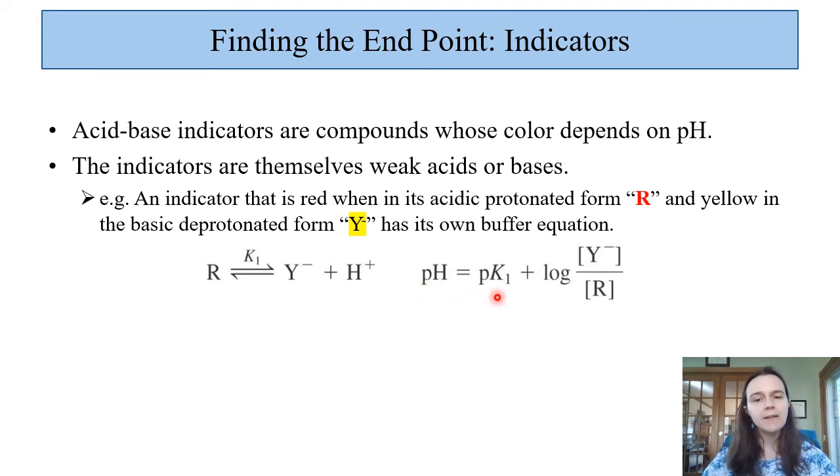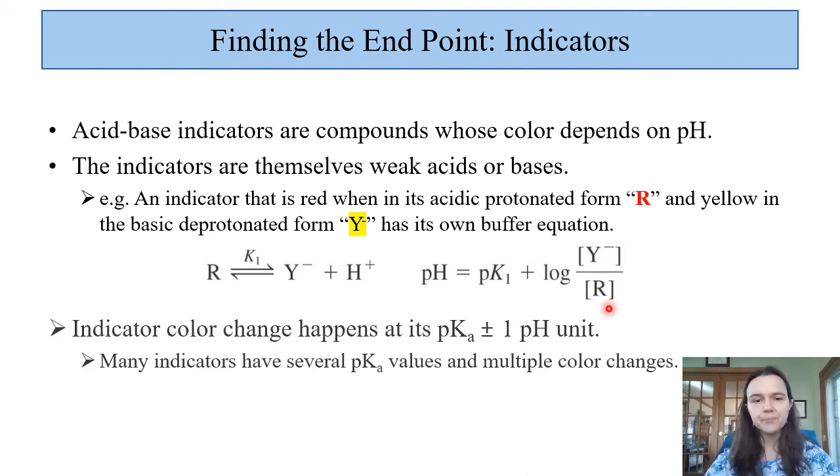And that equilibrium is going to be described by a buffer equation where we have pH, we have pKa, and then we have the 2 basic and acidic forms of this. The indicator color then is going to change about 1 pH unit around pKa, because that's where you're going to have a ratio of 10 to 1 or 1 to 10 of yellow and red. So you'll be able to tell the colors apart.